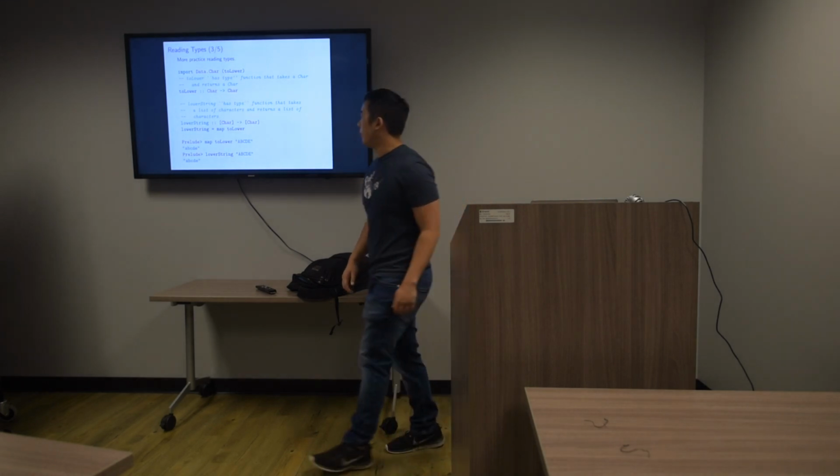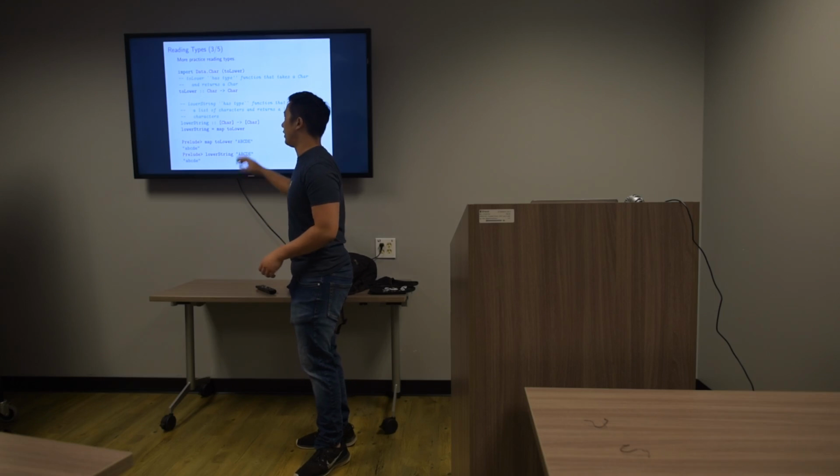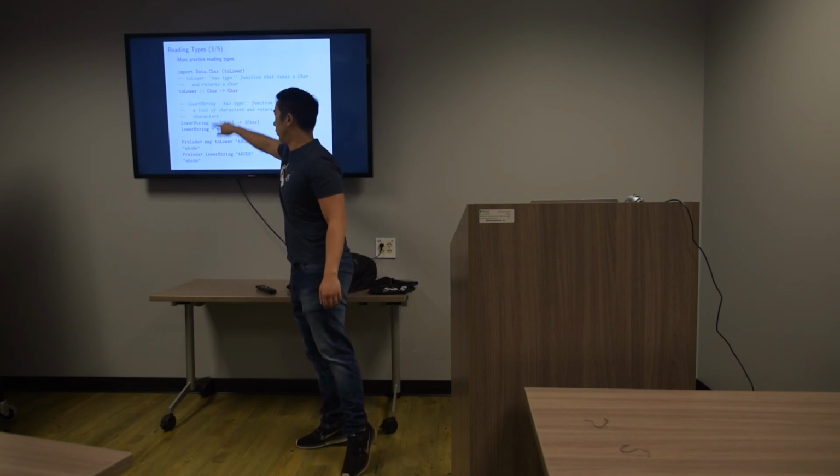But basically, you can think of map as taking a function that is applied to individual elements, right? And we're giving it one over there. And we're creating a new function out of that.